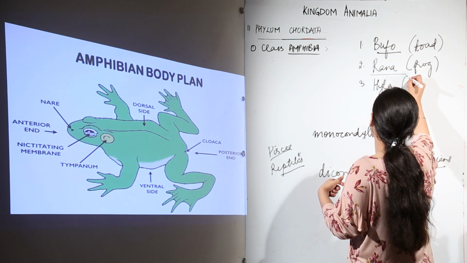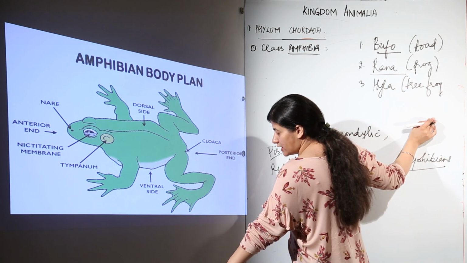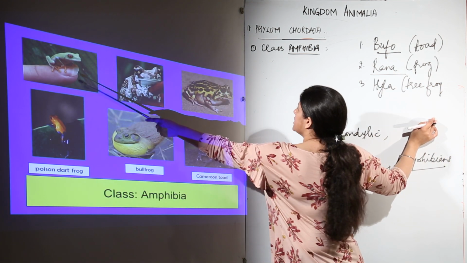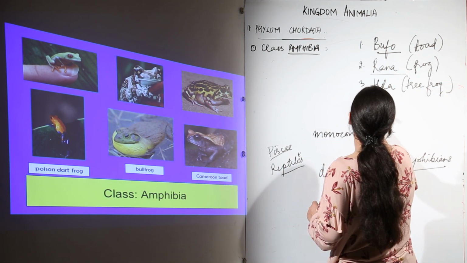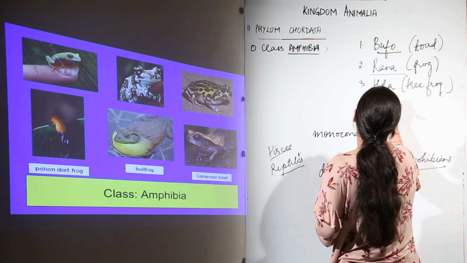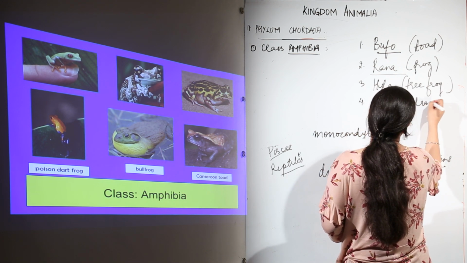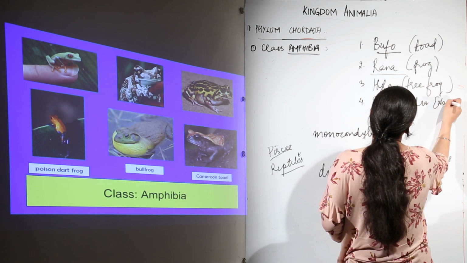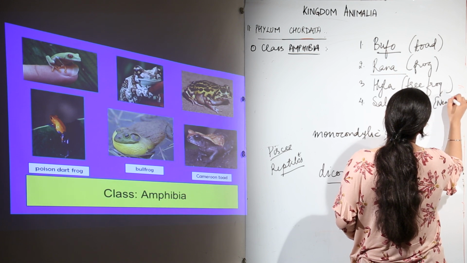Then we have Hyla, that is the tree frog. In the previous picture you must have seen the first picture, this one. This is the tree frog that is on the finger. Then we have Salamandra, that is the salamander, or the newts, very poisonous ones. Again the poison is secreted from the skin glands.